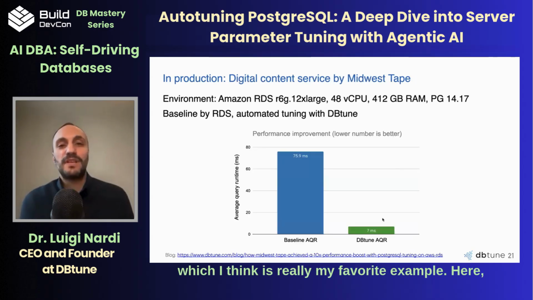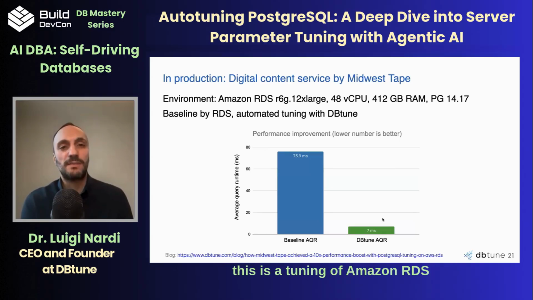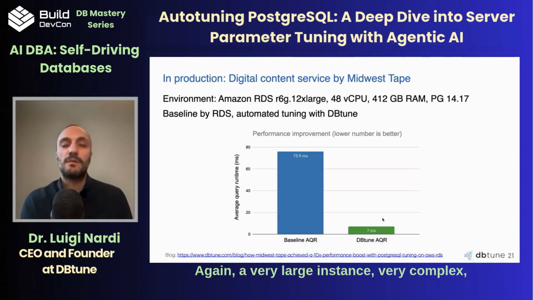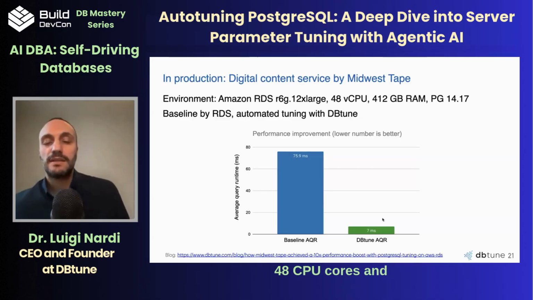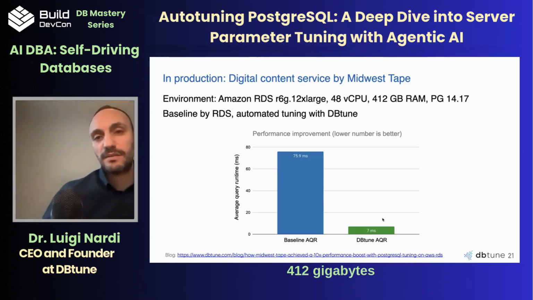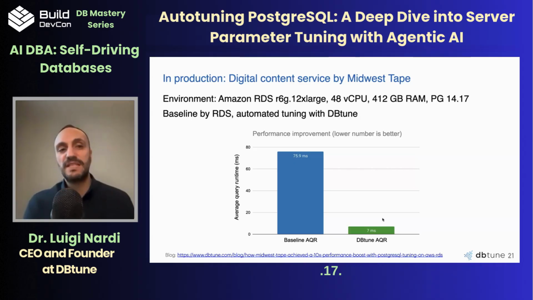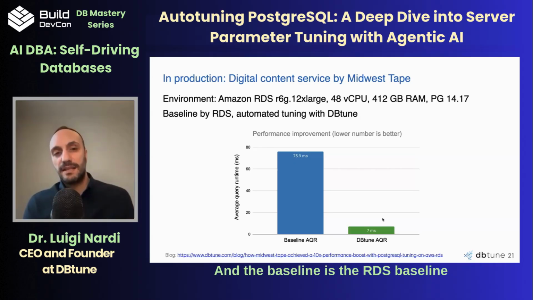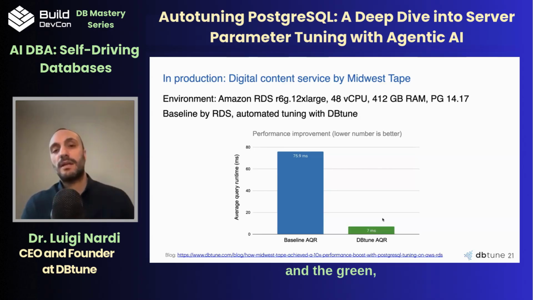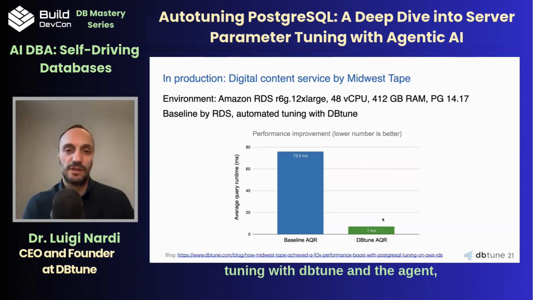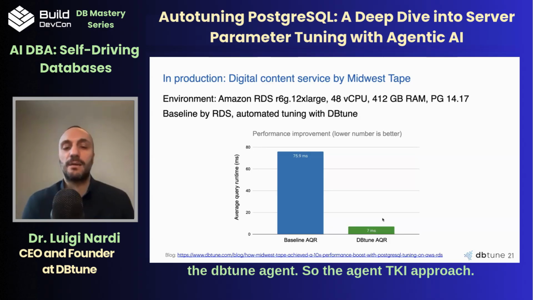A third example, which I think is really my favorite example here, is a tuning of an Amazon RDS instance. Again, a very large, very complex instance, with 48 CPU cores and 412 gigabytes of RAM, so this is almost a terabyte of RAM, on Postgres 14.17. The baseline is the RDS baseline, and the green is the automated tuning with DBtune and the DBtune agent, so the agentic AI approach.